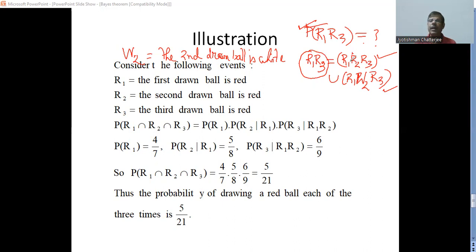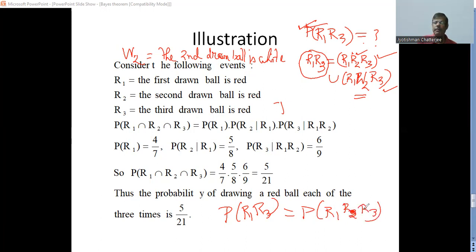Now observe that these 2 sub-events are disjoint, because this one tells that the second ball is red, whereas this one says the second ball is white, so they must be disjoint. So the probability of R1, R3 must be the probability of R1, R2, R3 plus the probability of R1, W2, R3. It decomposes into these two terms.